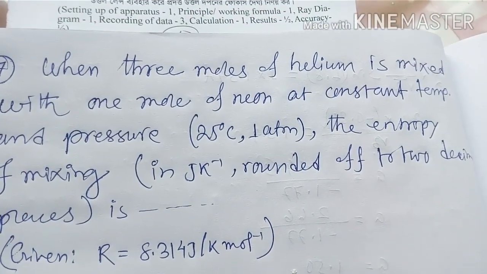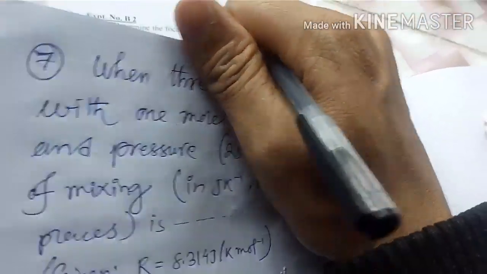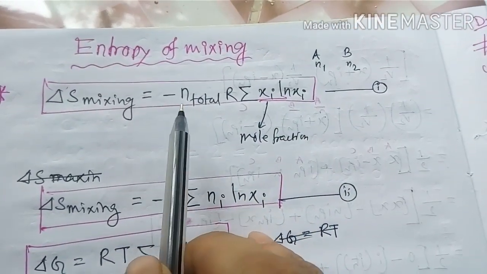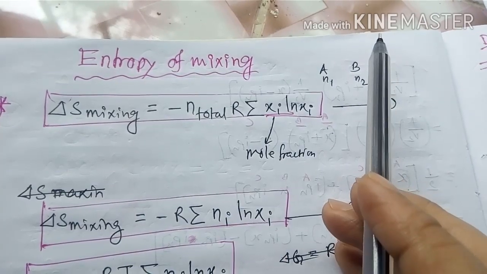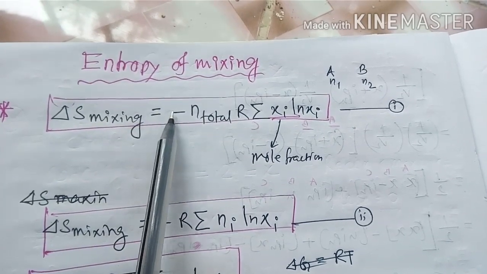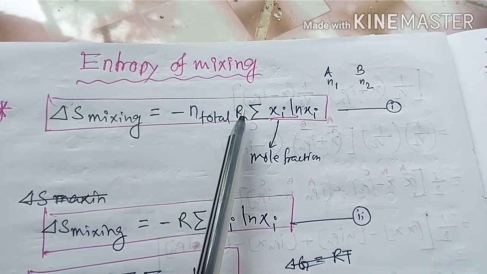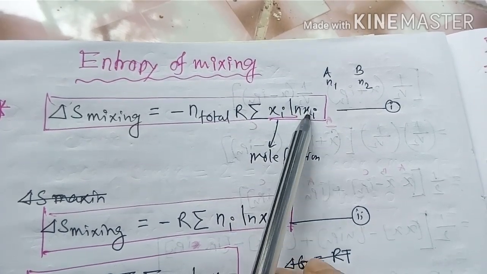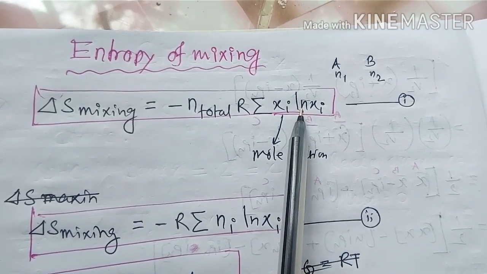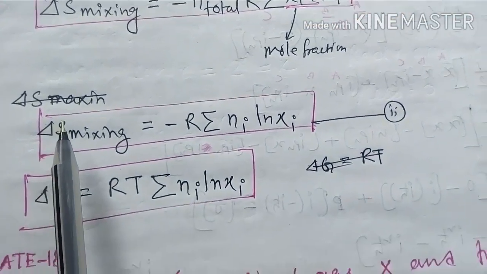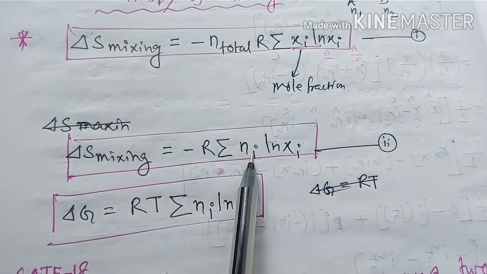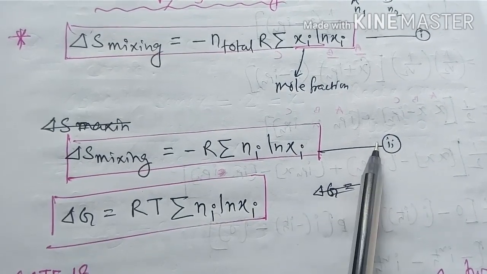Before discussing this, I have to discuss some formulas. These are the entropy of mixing formulas, very important for solving the question. The first one is delta S mixing equal to minus N total R summation xi ln xi, where xi is the mole fraction and ln is the natural log. Another formula is delta S mixing equal to minus R summation ni ln xi. This is the second formula.